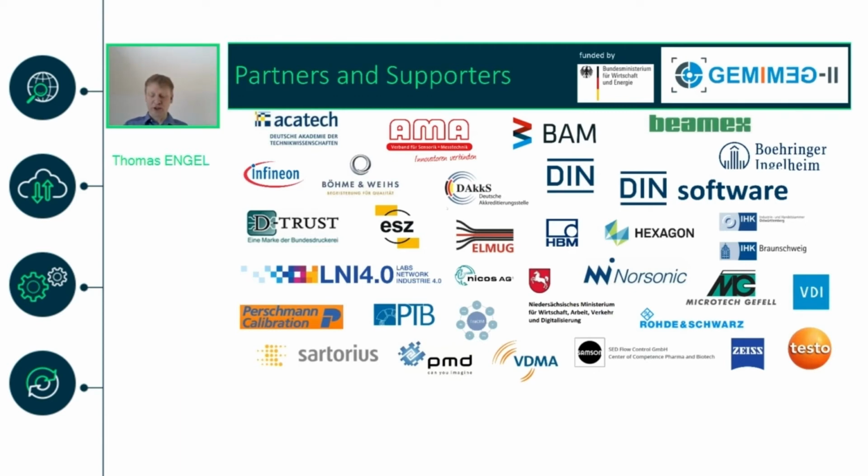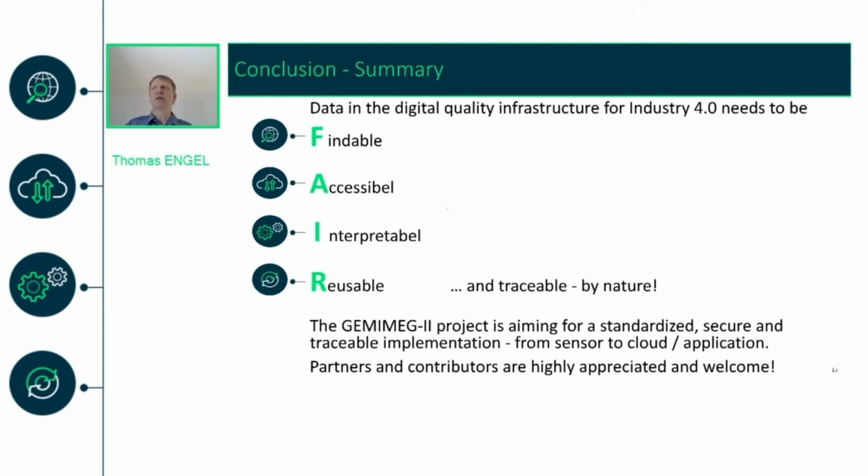So the next step for our project is that we will give them the chance to become associated partners of our project, and therefore get into direct discussions and become an integral part of our project. And now I already started the summary of the project. The data in the digital quality infrastructure for Industry 4.0 really needs to be findable, accessible, interpretable, and reusable. So it needs to follow the FAIR principles. And in addition, of course, because we are talking about metrology, the information needs to be traceable as well.